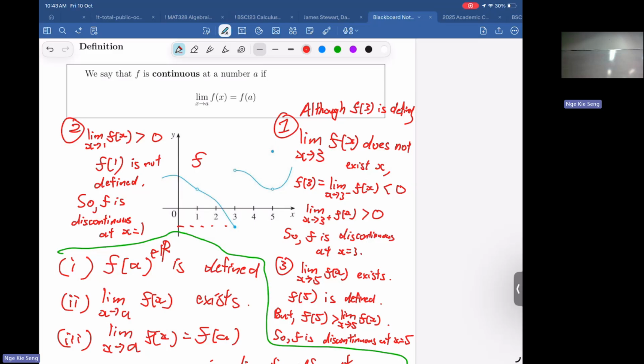Okay, so if you go from the left, from the right, they meet up, and then f(a) is defined. Can we give another one? How about the next guy? Can we go around the first row here? Tell me any continuous number. I mean, place, when x.